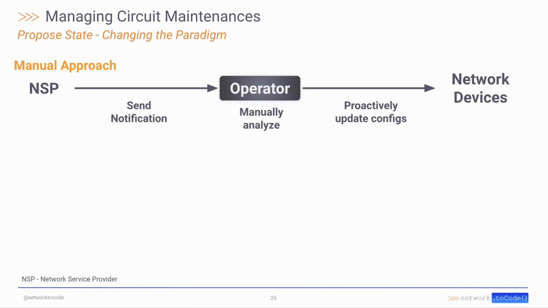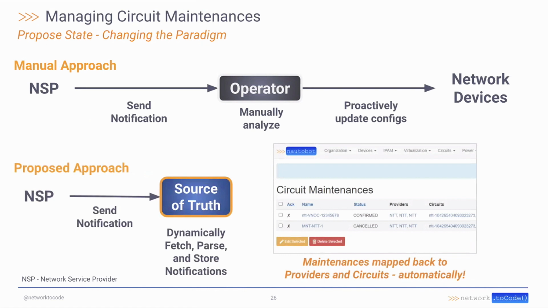So we've discussed the manual, the legacy approach to this. Let's see what we can do with the circuit maintenance solution. Under this approach, the network service provider, the NSP, sends a notification. Then the circuit maintenance solution, an application running on the Nautobot platform, dynamically fetches, parses, and stores the circuit maintenance notification and creates an easy to read and easy to deal with object in Nautobot for that maintenance. And we will show this in the demo as well.